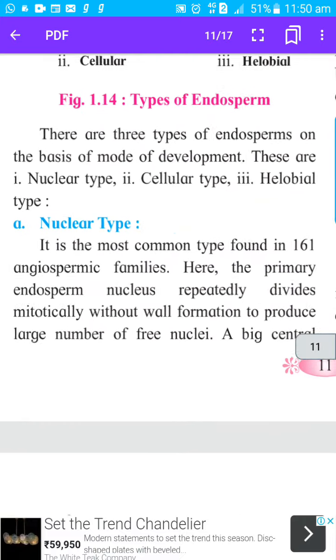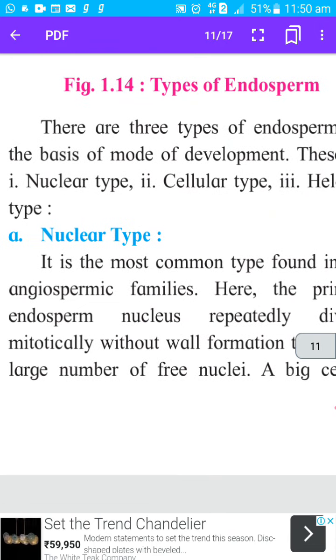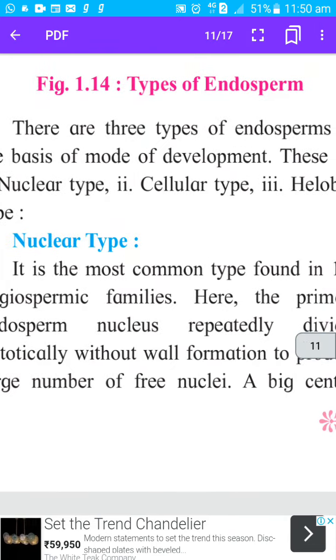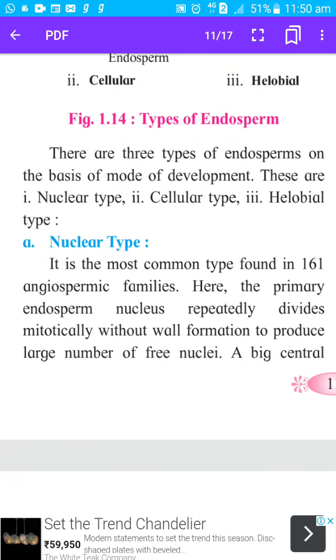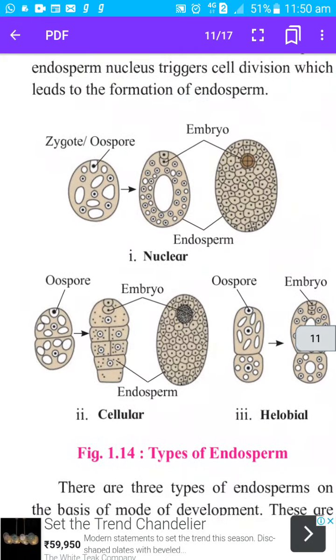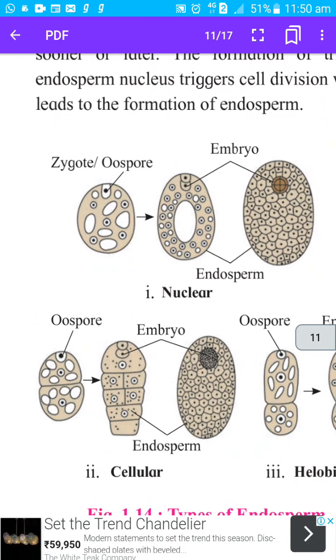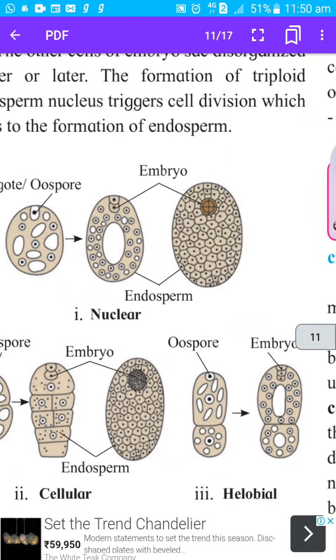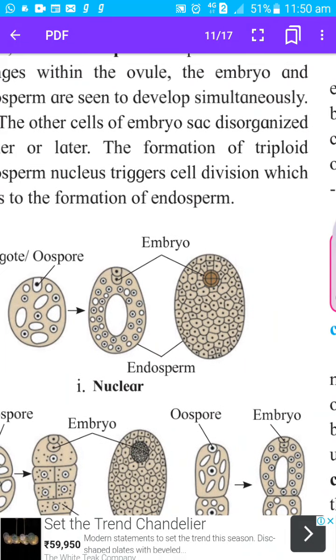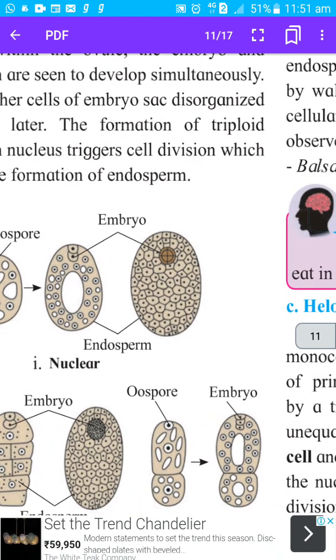First one, nuclear type. It is the most common type found in 161 angiospermic families. Angiospermic means flowering plants. Here the primary endosperm nucleus repeatedly divides mitotically without wall formation to produce a large number of free nuclei. As shown in the diagram, first of all the nucleus will divide again and again. Many nuclei are formed here in the second figure, and then around these nuclei there will be formation of cell wall, and the structure will look like the third figure.